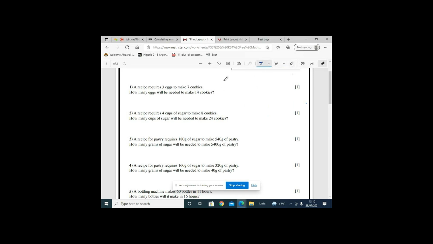They said 7 cookies need 3 eggs. So 1 cookie will need 3 divided by 7. So 3 divided by 7 is 0.42.